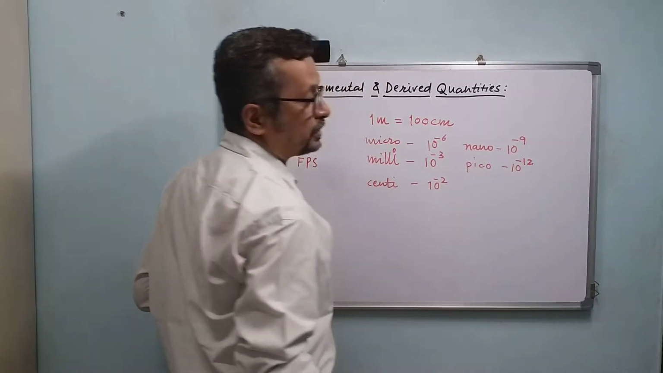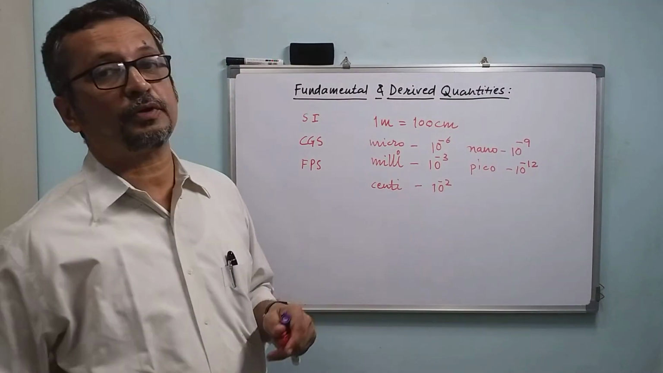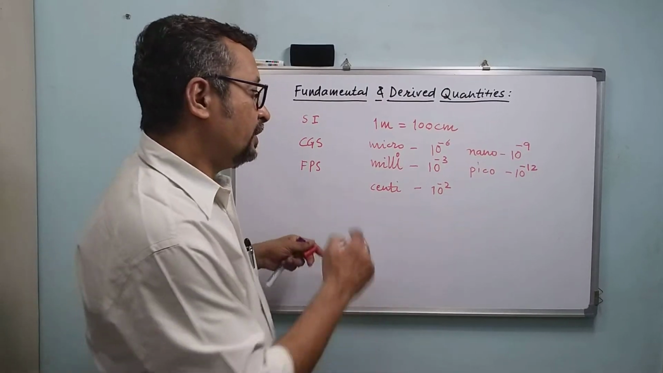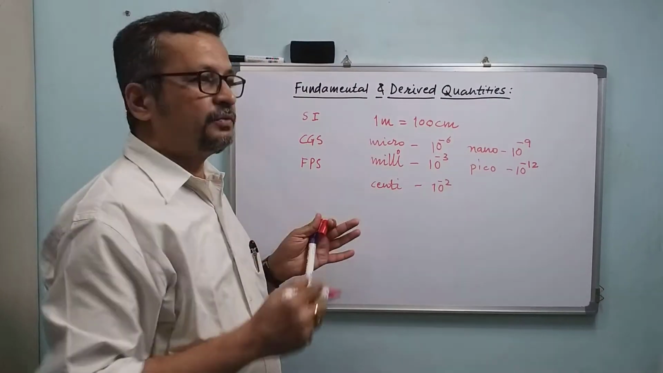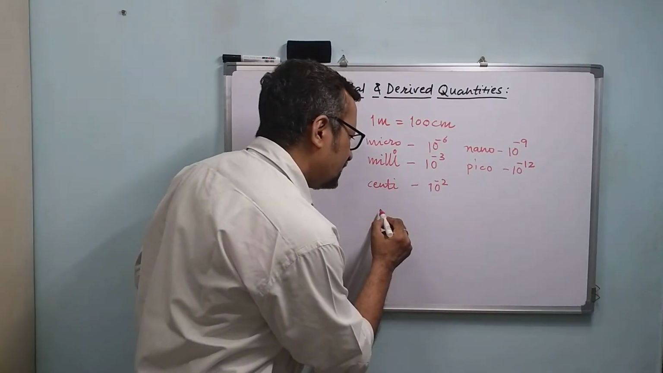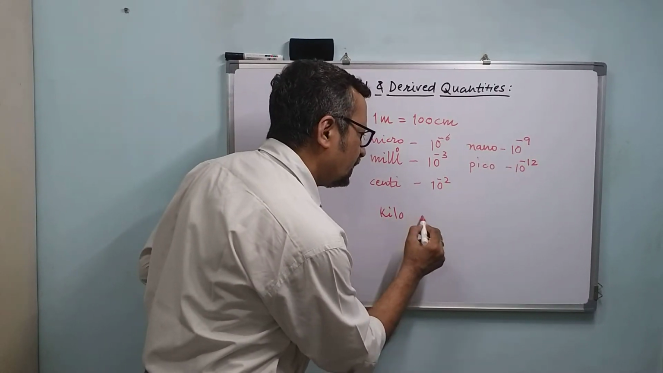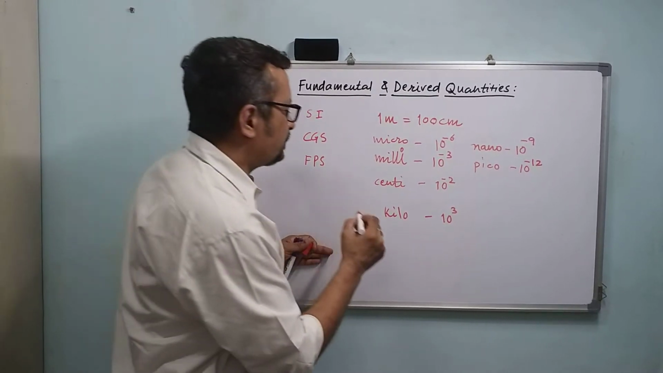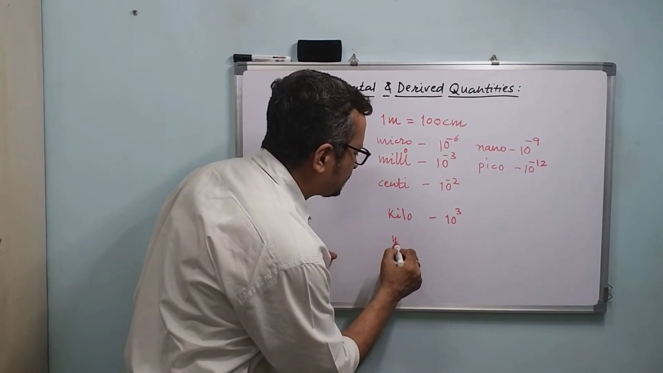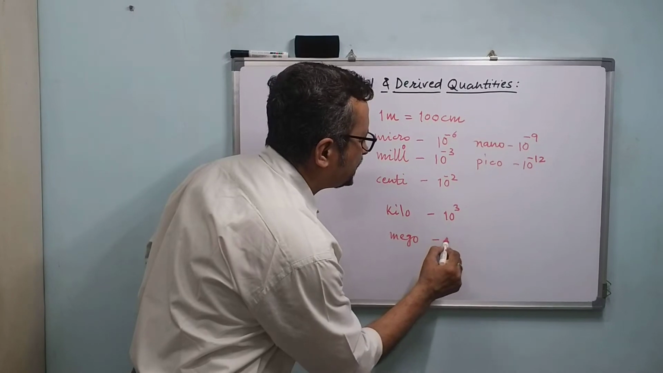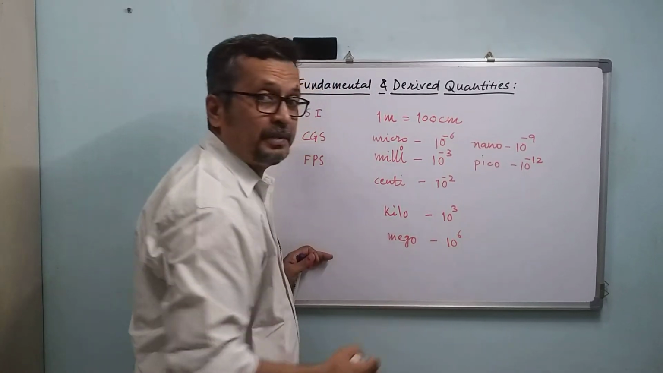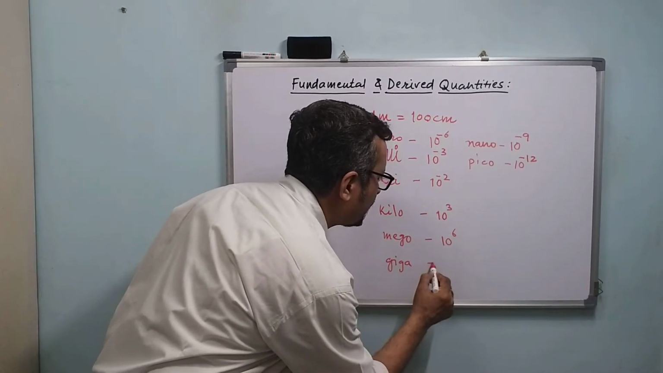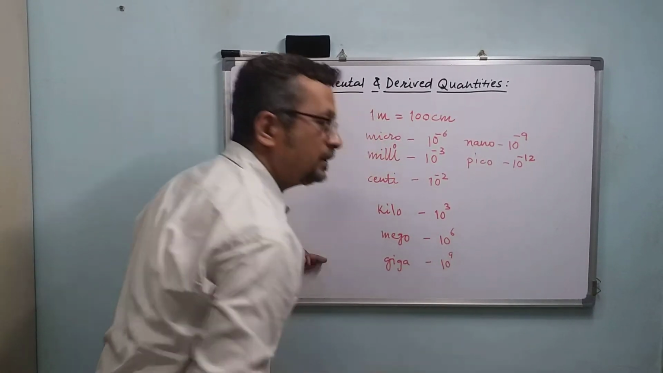That is 10 raised to power 12. I am dividing by 10 raised to power 12, so I am writing 10 raised to power minus 12 here. So now these are smaller units. What about larger units? When I say kilo, I am multiplying by 1000. When I am having mega, I am multiplying by 10 raised to power 6, I am multiplying by a million. When I have giga, I am multiplying by a billion, and so on.